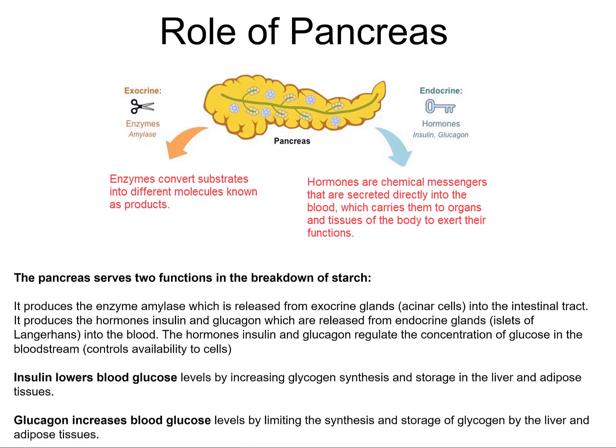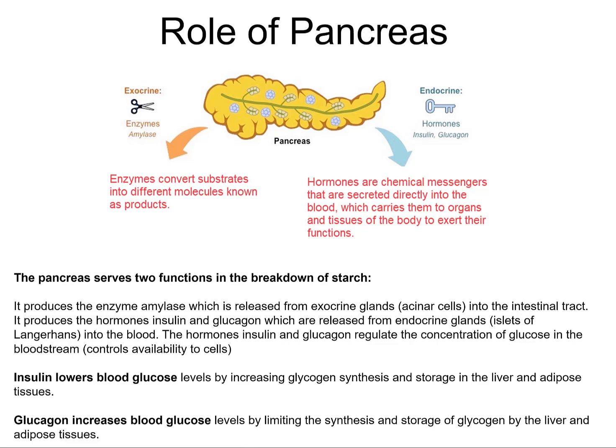Now, the enzymes convert substances into different molecules as products. So that's what enzymes do. They reduce the amount of energy it takes. They can be reused, and we're going to talk more about that. Endocrine hormones are chemical messengers that are secreted directly into the blood, and then go to their particular places to exert the function. So hormones are very specific, as enzymes are, but hormones are typically utilized and used up in that reaction.